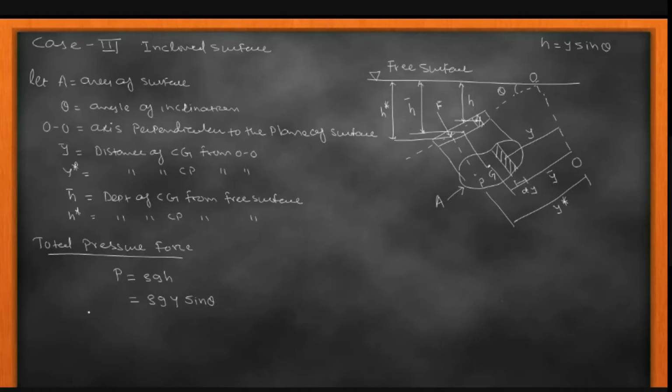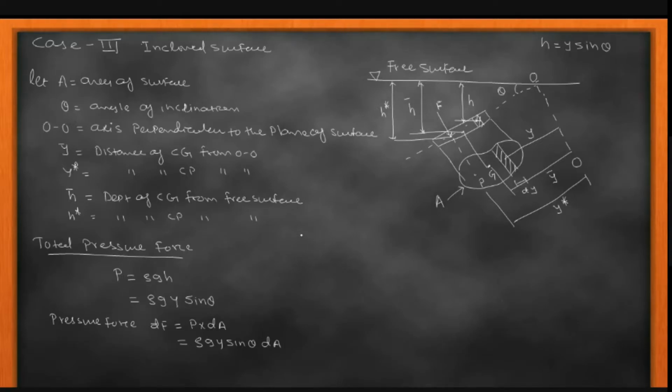Now the pressure force, we consider it as dF, which equals P into dA, the pressure into the area of the strip. So we get the pressure, that is rho g y sine theta into dA.